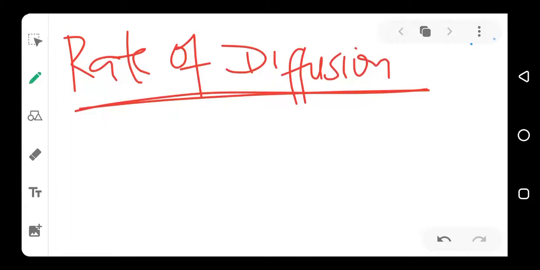In this class, we're going to continue with our discussion on Graham's law of diffusion. In the previous class, we defined Graham's law of diffusion and we gave some examples for solving calculations involving Graham's law of diffusion. We also solved some examples.